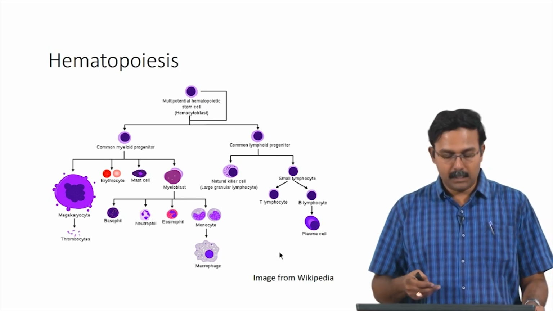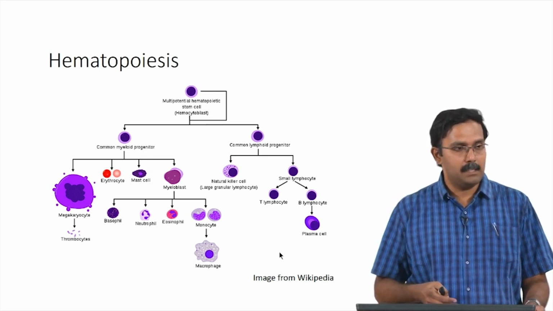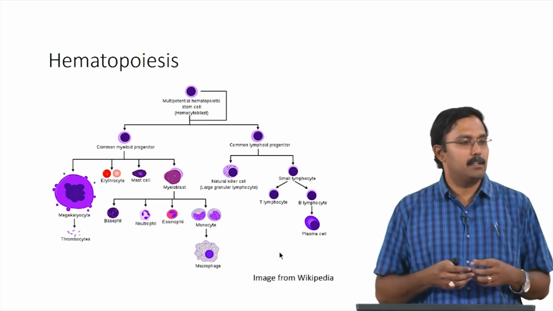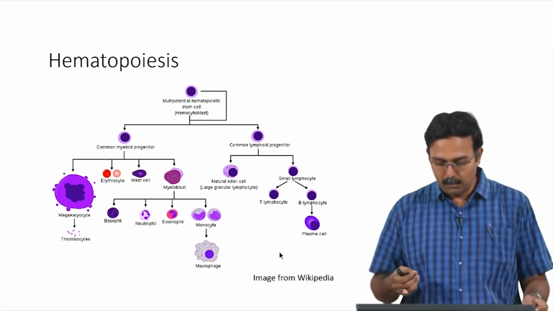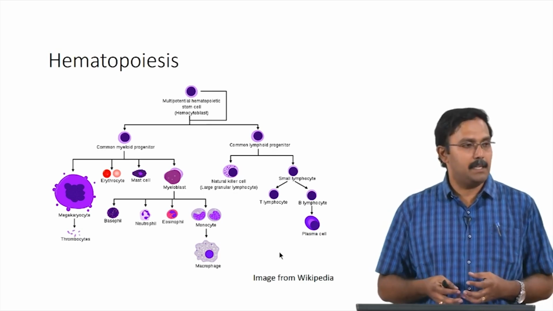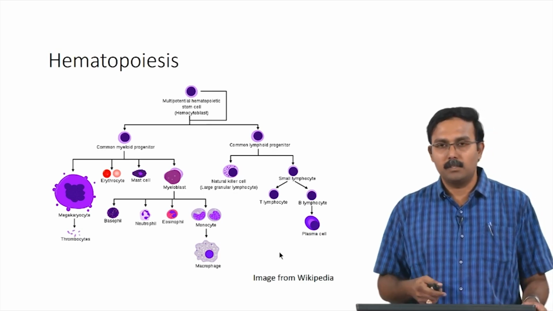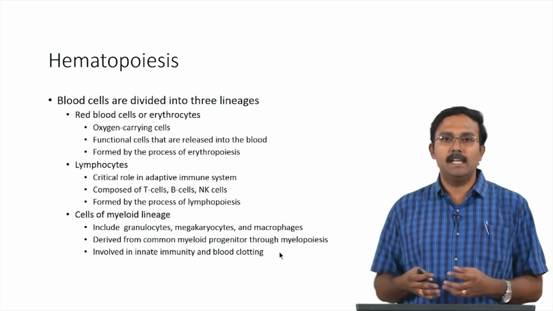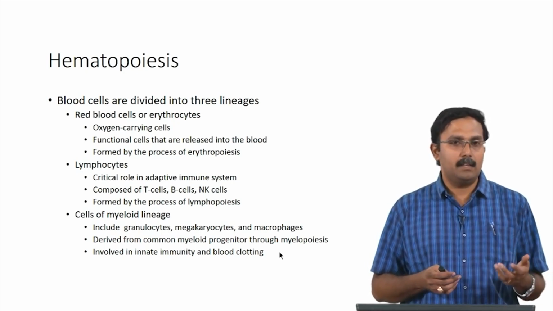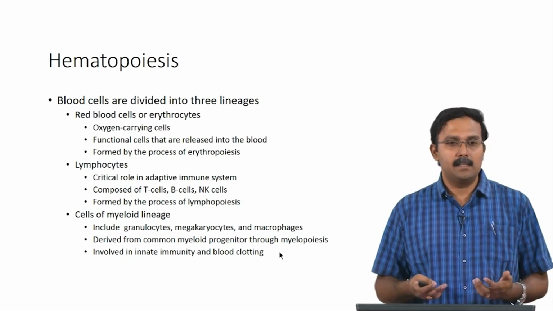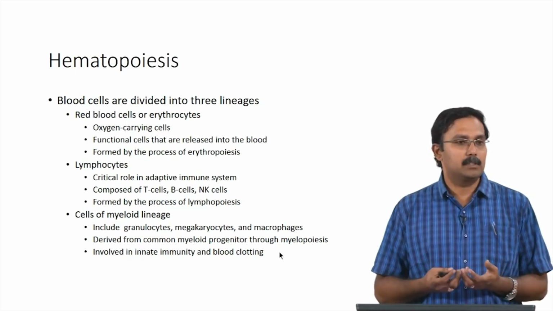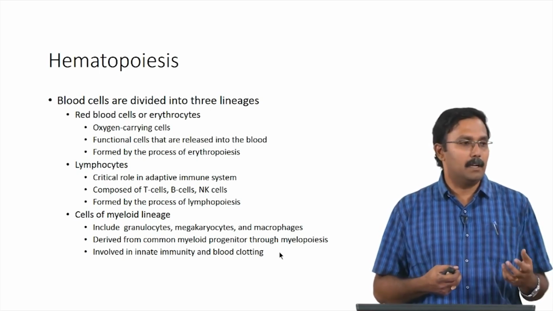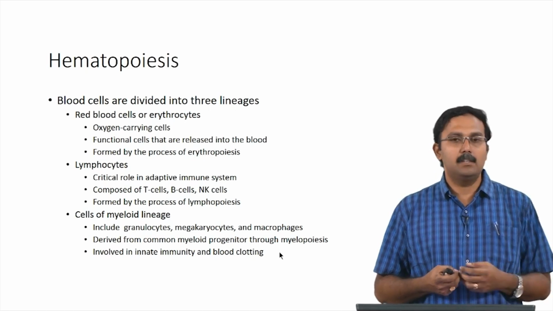Common lymphoid progenitor cells can actually form the natural killer cells, or it could form the small lymphocyte which would then further be differentiated to form T cells and B cells. Right. So, this is a very simplistic representation of what a hematopoiesis process is. So, in general blood cells are actually divided into three lineages. You have the red blood cells or the erythrocytes, these are the oxygen carrying cells, they have the hemoglobin. So, they bind to oxygen and they can carry oxygen to the site. So, these are functional cells that are released into the blood. So, once the differentiation happens it will get released into the blood.